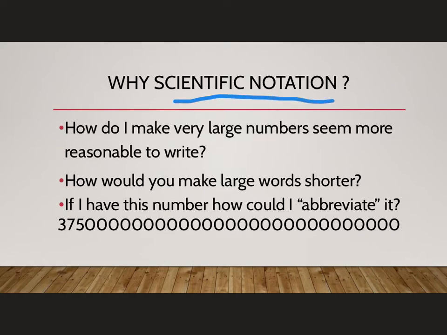What is scientific notation? It's basically an abbreviation for numbers. Really big numbers or really small numbers. So the same as you would use an abbreviation to make a word shorter, you would do this scientific notation to make numbers shorter. And we would do it for a number like this one.